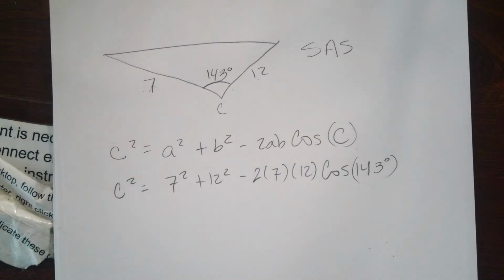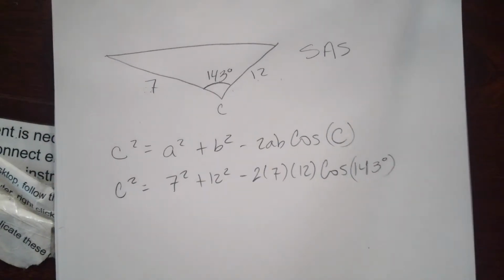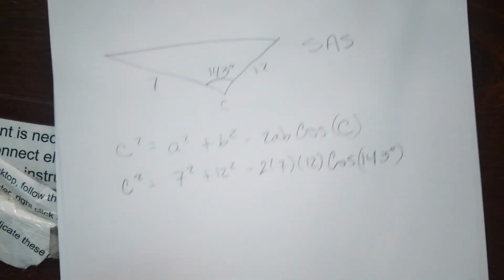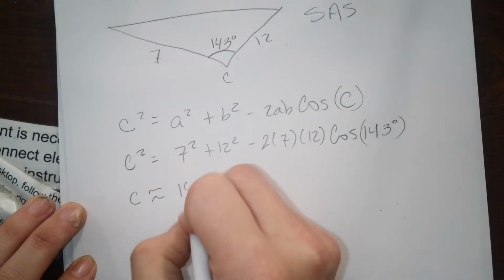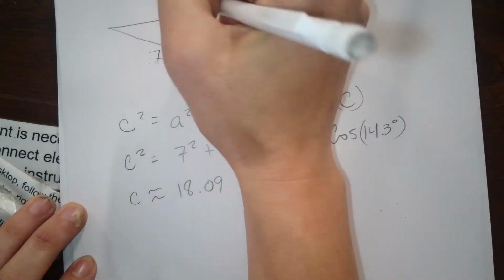I don't know why I got 327. What'd y'all get? 18.09. Anybody else? Oh yeah, you're right. I want to take the square root of the answer. Okay. So we get that C is equal to 18.09. So C is approximately 18.09. So this is 18.09.